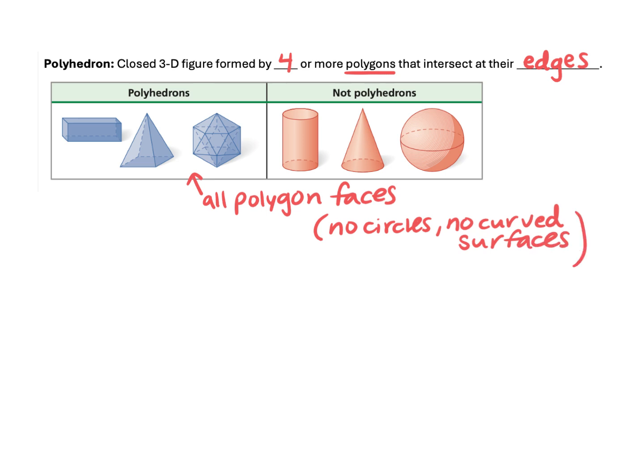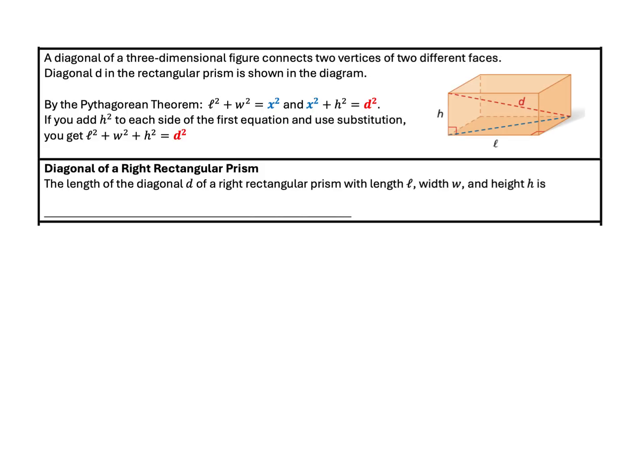All polyhedrons have diagonals. The one diagonal that we're going to learn how to calculate in this course is the diagonal of a right rectangular prism, which is going to look like this. The diagonal of a 3-dimensional figure connects 2 vertices of 2 different faces. Diagonal D in the picture is shown in the diagram, and there's a couple dimensions missing in the picture. It should be L and W for the base and H for the height, and then this dotted blue line should be X. So what you'll notice in this picture is we have 2 right triangles.